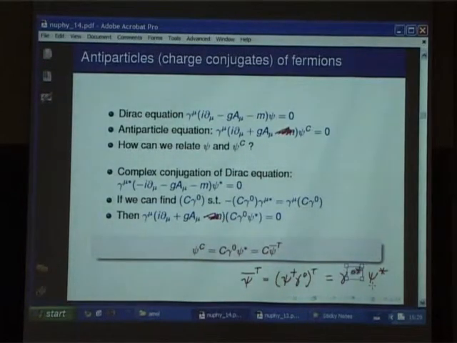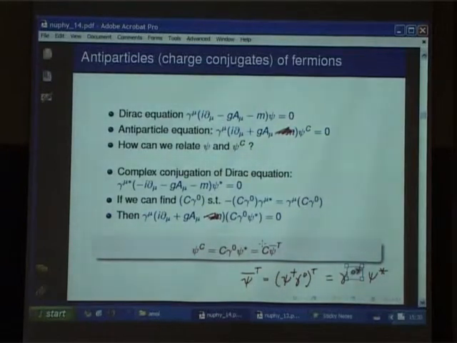You should write dagger. Oh, sorry. Dagger means you have already taken the transpose. This is psi bar transpose. Then I write this thing as psi dagger gamma 0 and its transpose. Gamma 0 transpose is gamma 0 star.